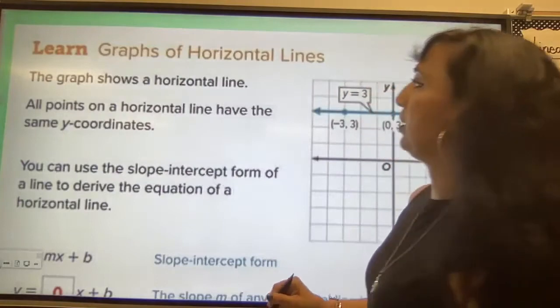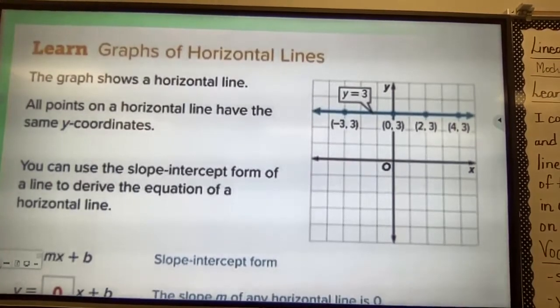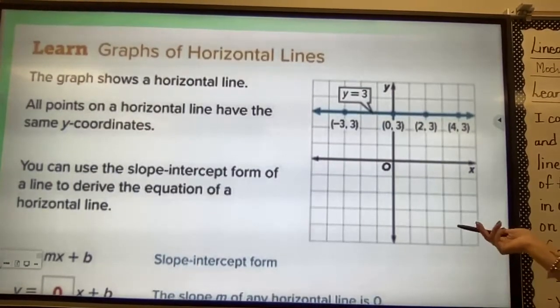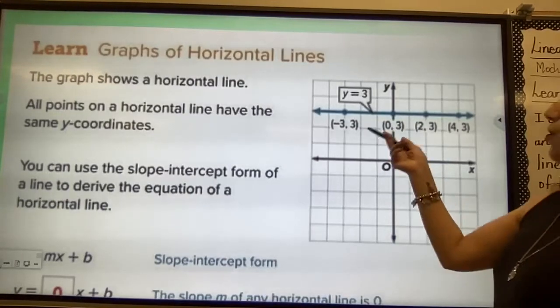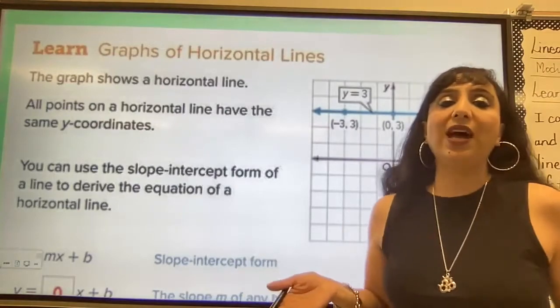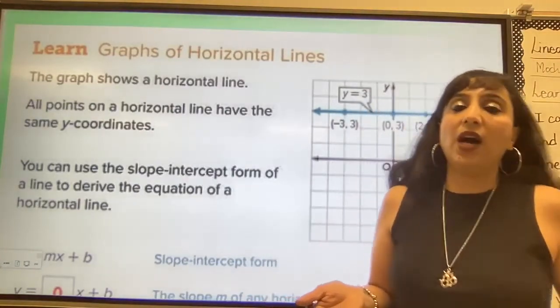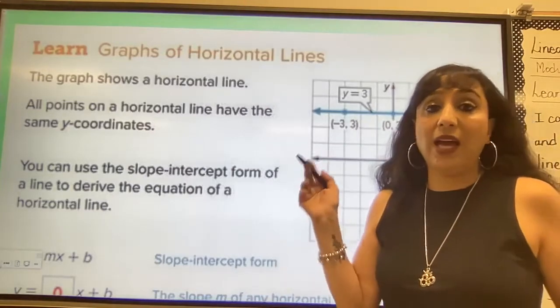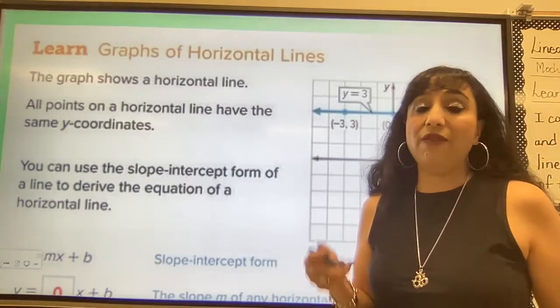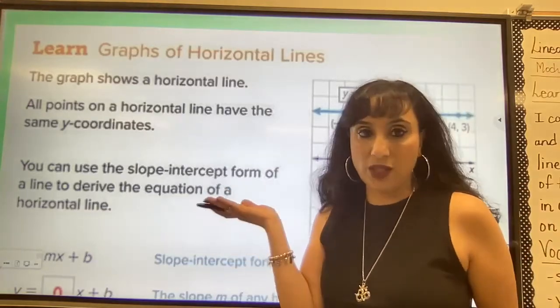So let's look at this one. Graphing of horizontal lines. And when I look at this graph, it is showing me a horizontal line. So all points on a horizontal line have the same y coordinate. That's why it's horizontal, right? If everything had the same x coordinate, it would be vertical. So if it has all the same y coordinates, it's going to be a horizontal line.